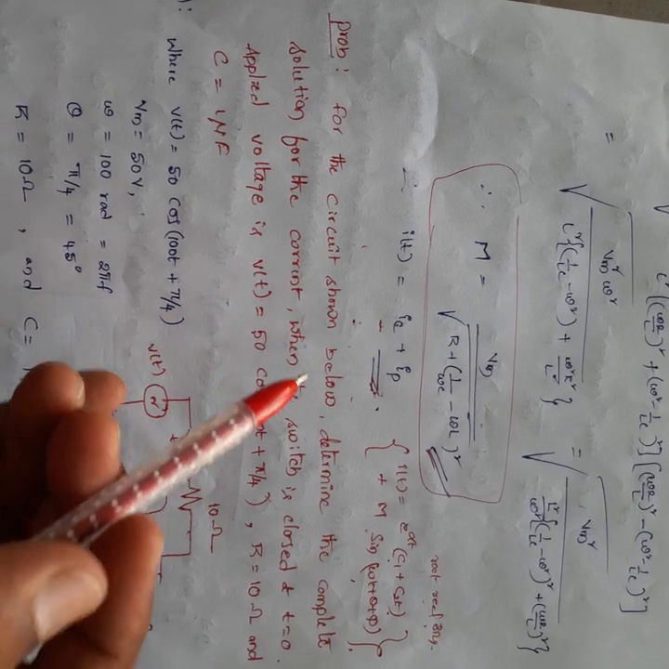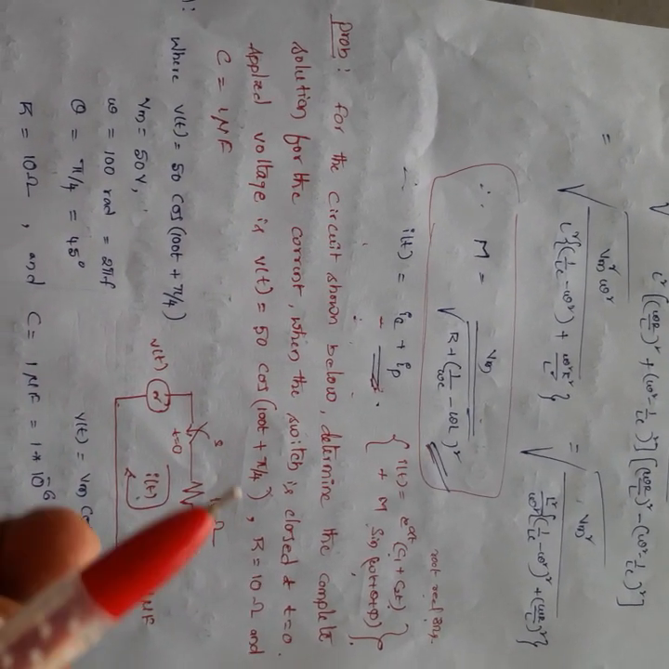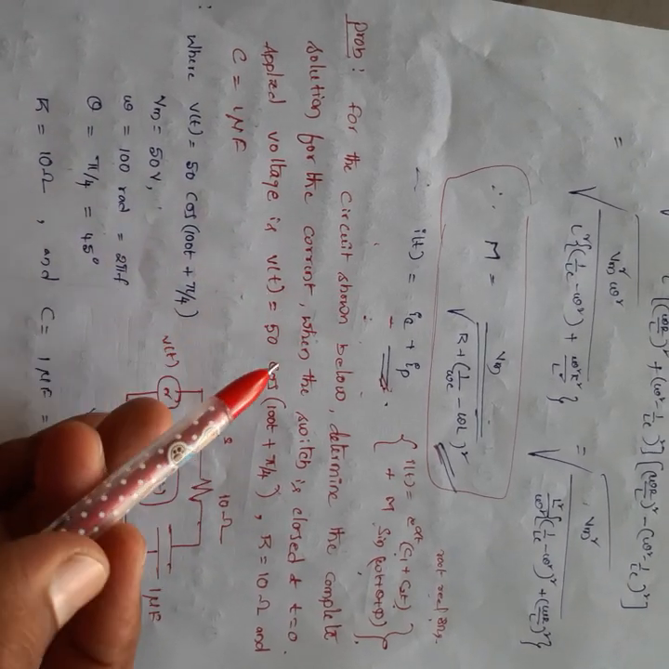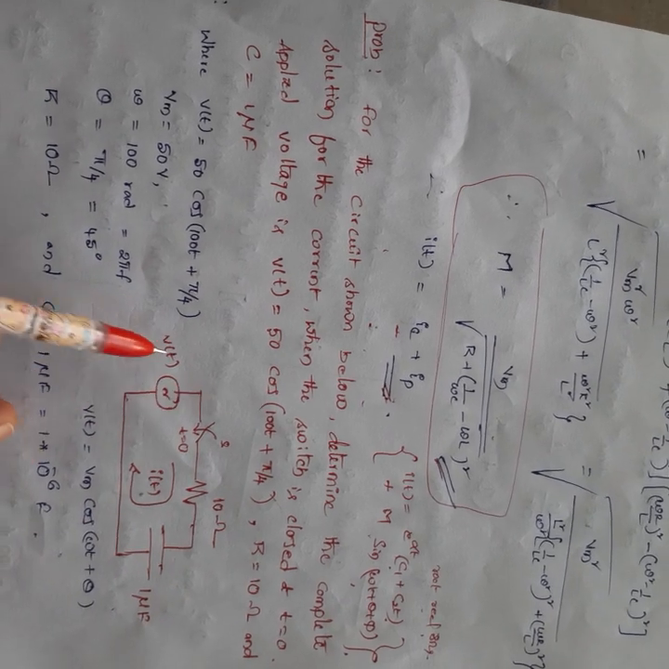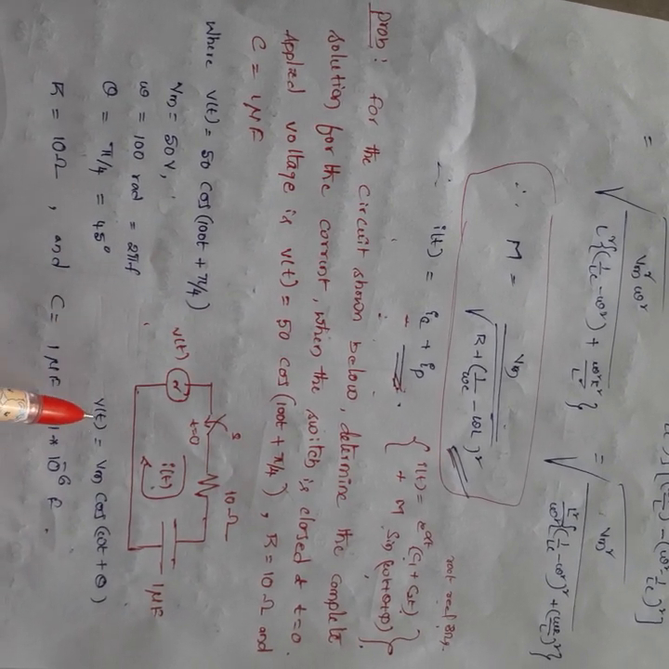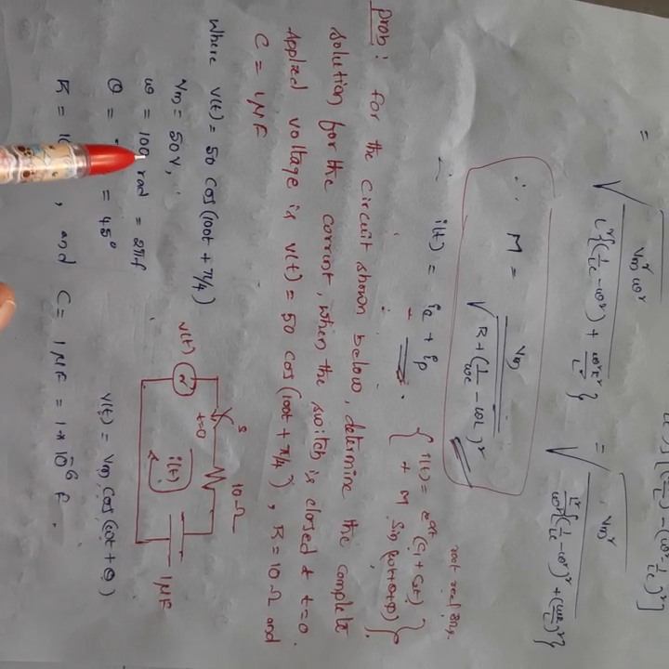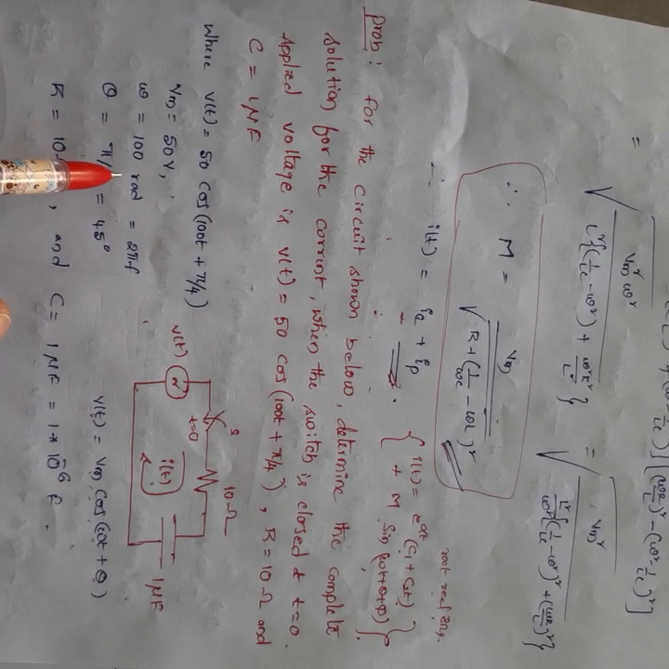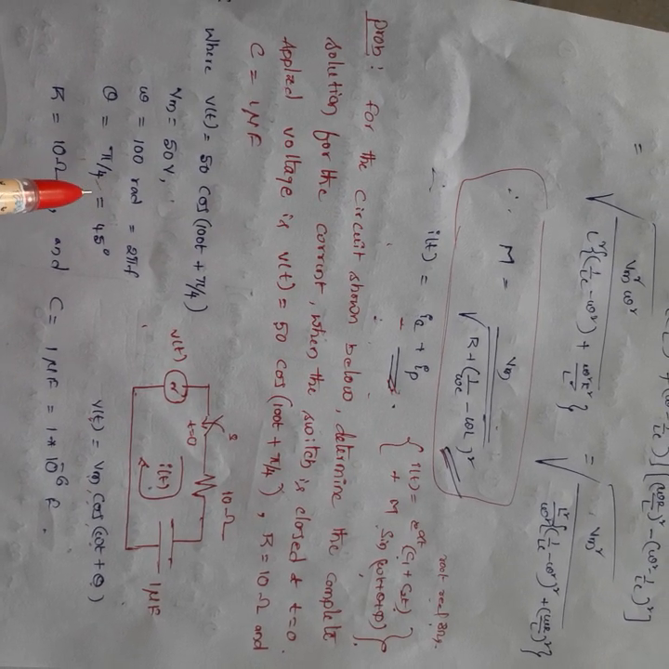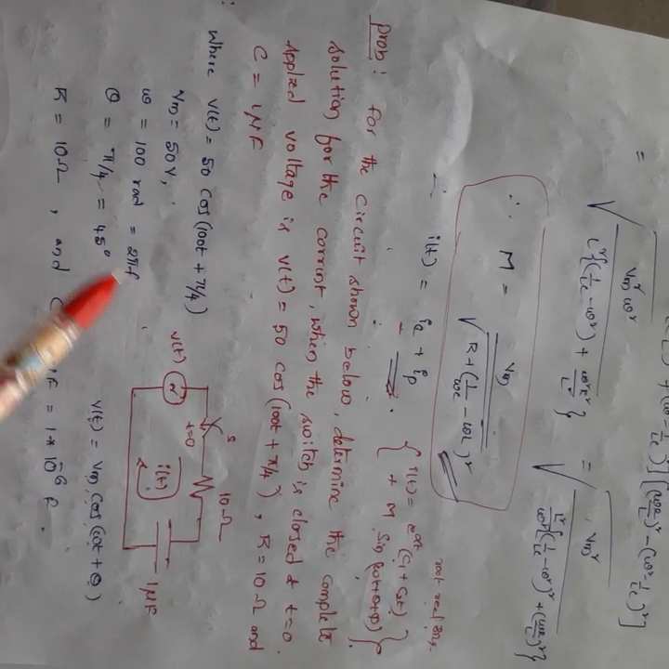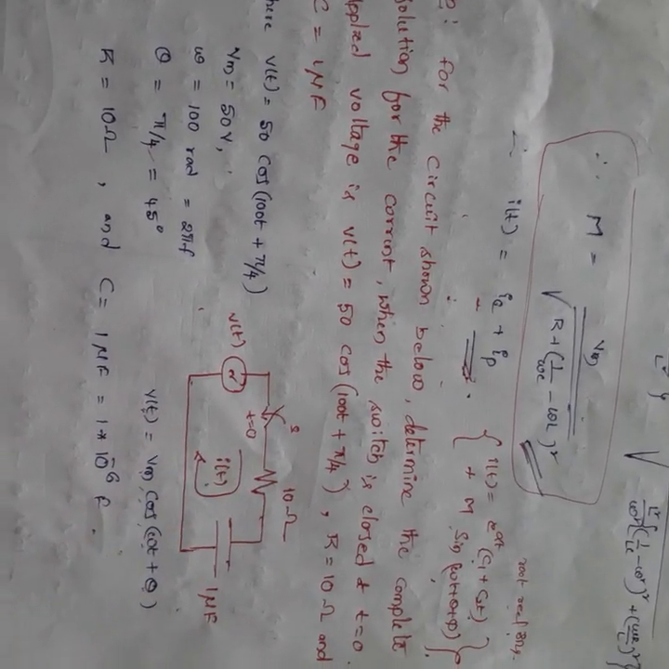For the current, when the switch is closed at t equals 0, the capacitor is connected and the applied voltage is V of t equals 50 cos(omega t plus pi by 4). That means the input is AC, so that function can be compared with Vm cos(omega t plus theta). Then Vm equals 50 volts, omega equals 100 radians per second, that is 2 pi f, and theta equals pi by 4, that is 45 degrees, R equals 10 ohms and C equals 1 microfarad. These all are the given data.